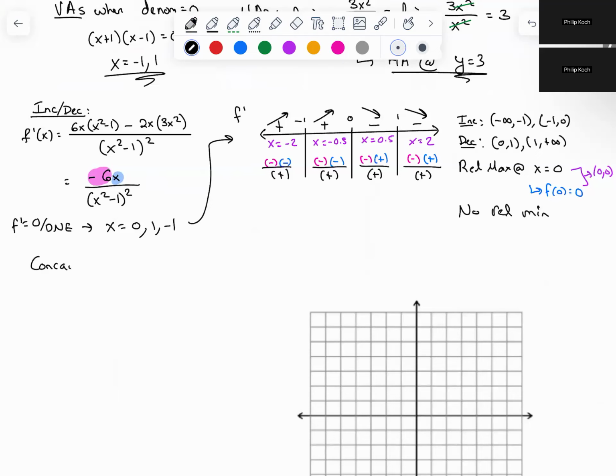Concavity and inflection points, that's going to require the second derivative. So I'll use the simplified version.